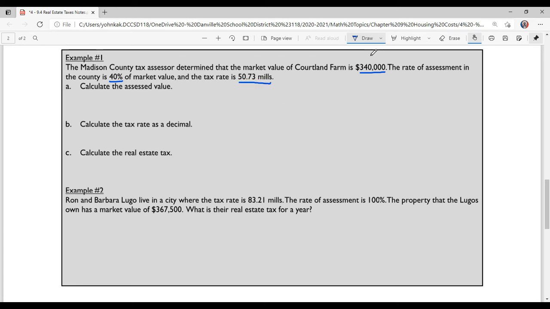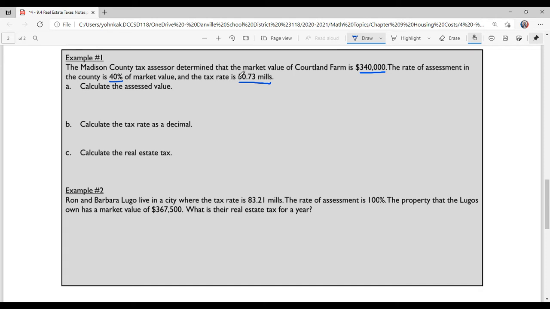All right, so the farm can be bought or sold at $340,000. The county looks at 40% of that market value to be taxed on, and the tax rate is essentially 5 cents for every dollar.